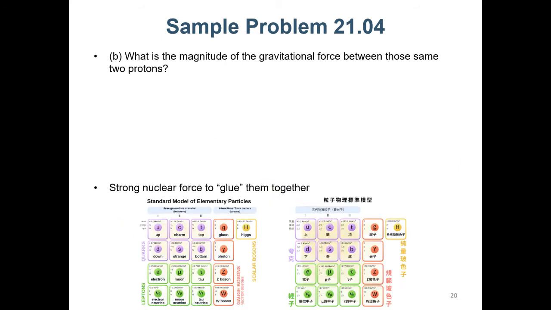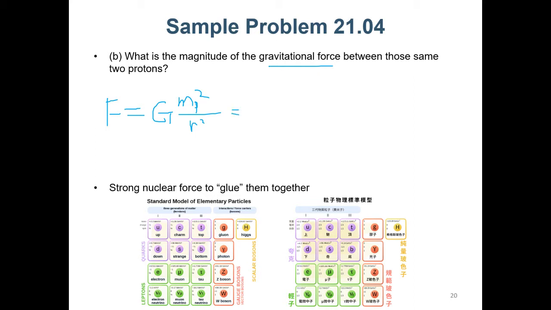And question B: what is the magnitude of the gravitational force between those same two protons? I suppose you should have learned it in mechanics. The gravitational force is G m m, which is m_p squared, over r squared. Actually, it's just a story. You don't really need to remember this gravitational force for your quiz.